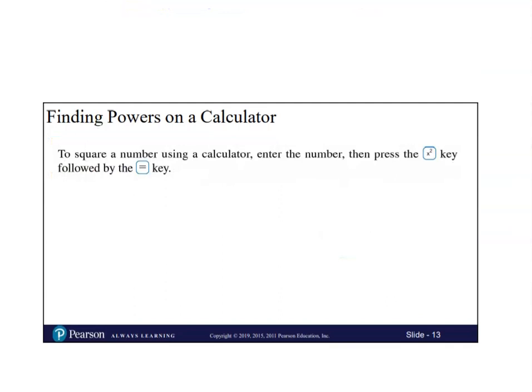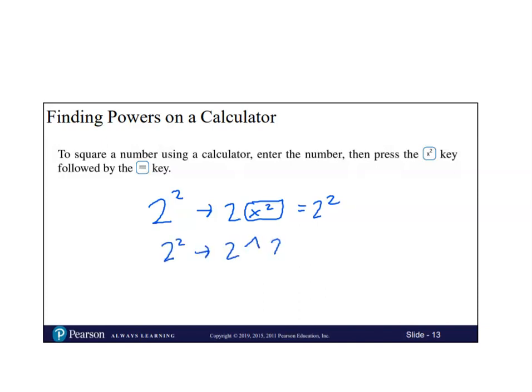To square a number using a calculator, enter the number, then press the x squared key, followed by the equals key. So if you want to type in 2 squared, you would type in 2, and then hit the x squared button. Actually, you would not have to type the 2 again. If you hit the x squared button, you just hit that. What should show up on your screen is 2 squared. But you could also type in 2 and then hit the rooftop button squared, which would get you the same thing.